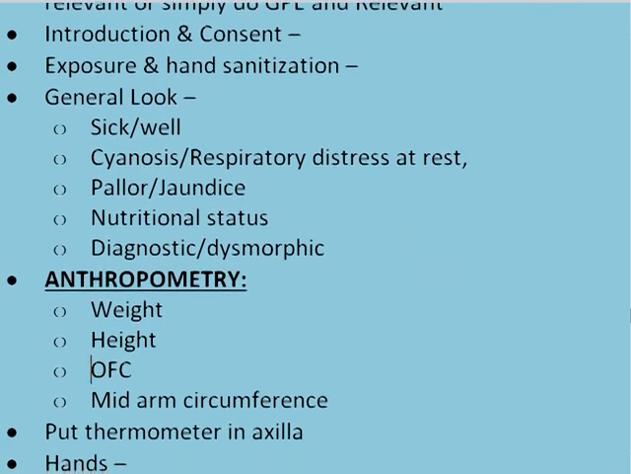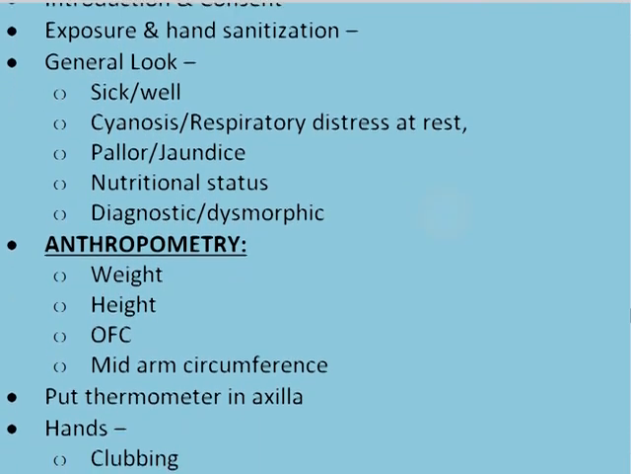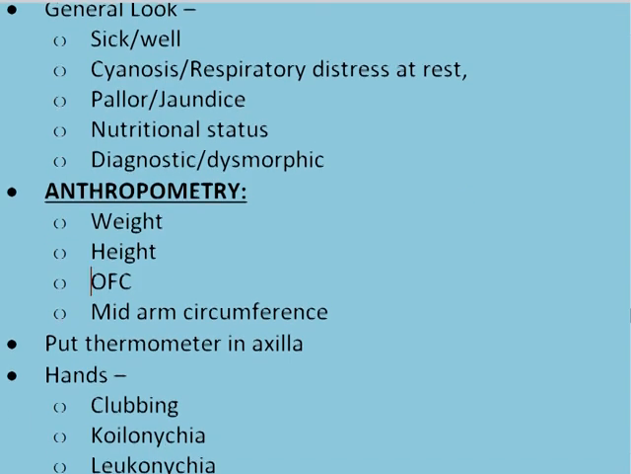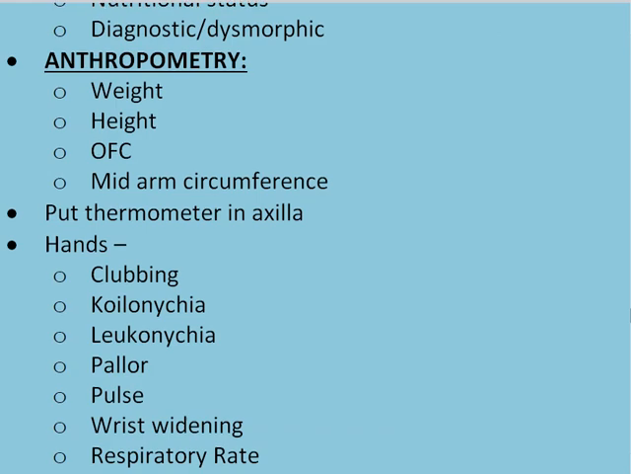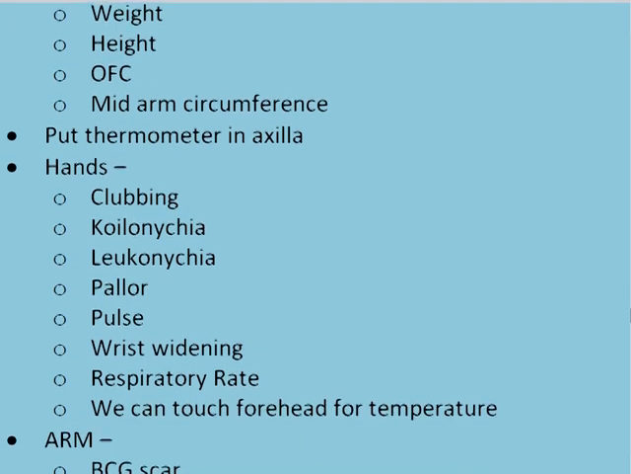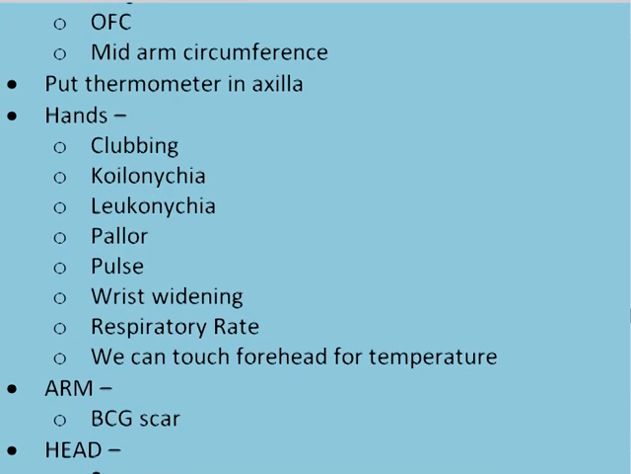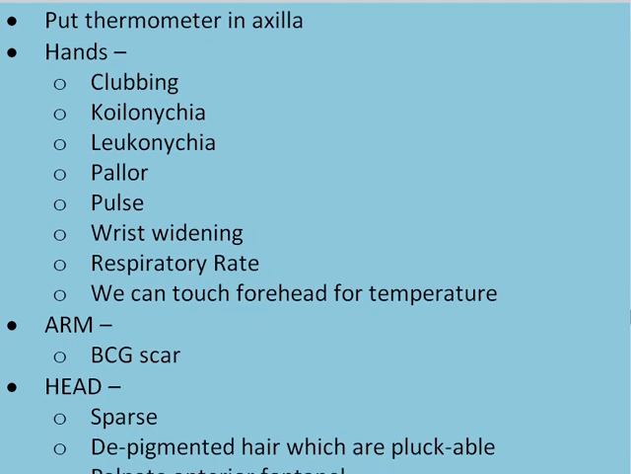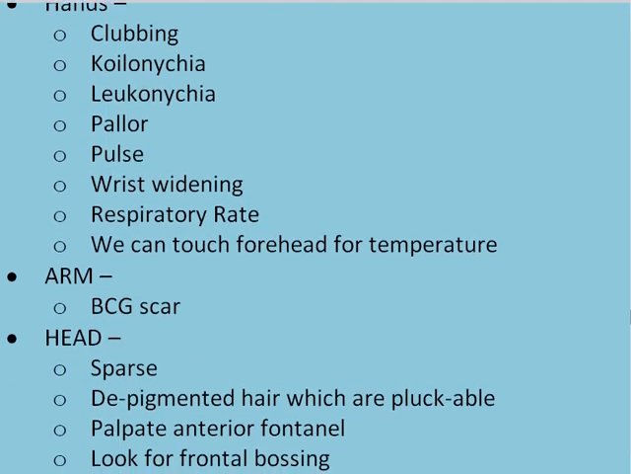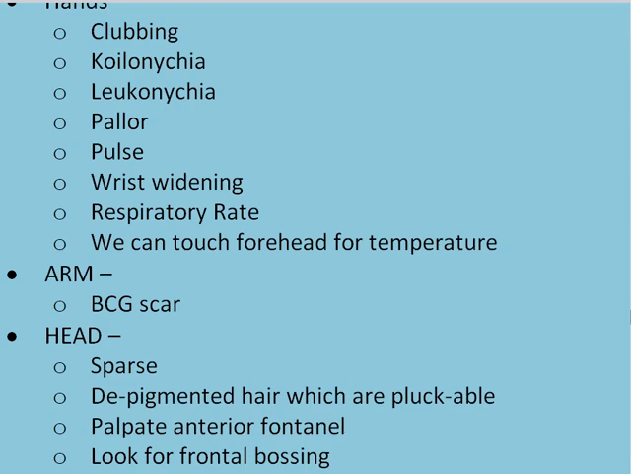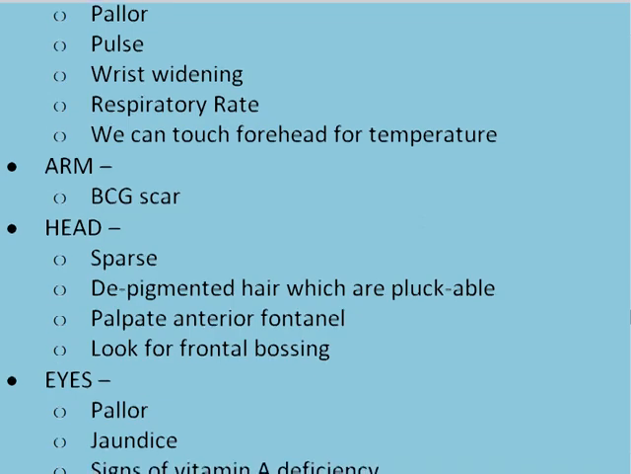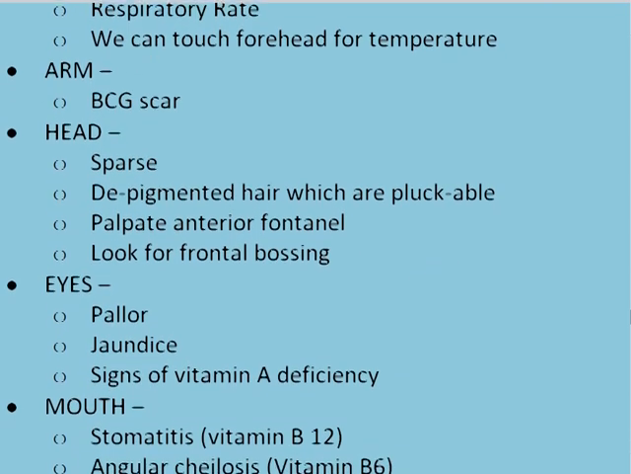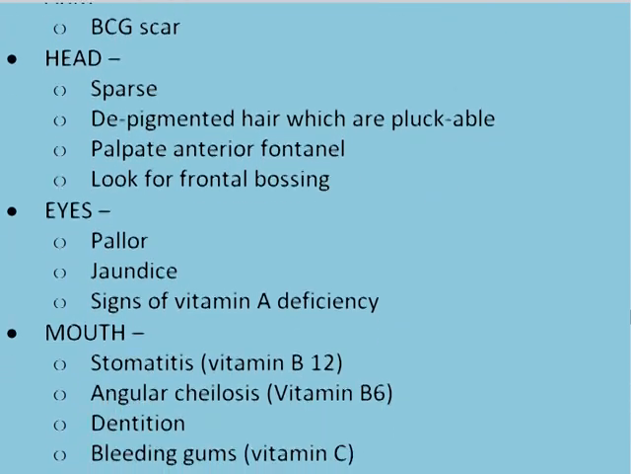Then put the thermometer in the axilla and start from the hand. Check for clubbing, koilonychia, leukonychia, pallor, pulse, wrist widening for rickets, respiratory rate. You can also touch the forehead for temperature, then arms, the BCG scar, head for hairs which can be sparse, depigmented, and pluckable. Palpate the anterior fontanelle, look for frontal bossing. Then in eyes, look for pallor, jaundice, signs of vitamin A deficiency.